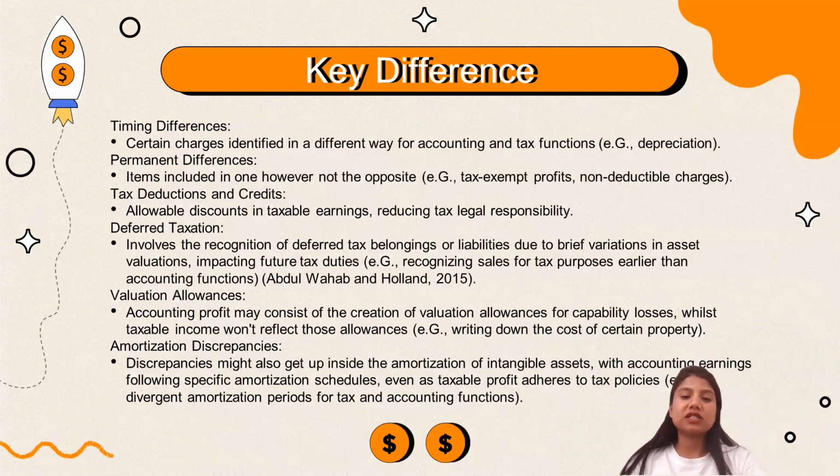Moving on, we have the key differences for timing differences, tax deduction and credit, deferred taxation, valuation allowances, amortization discrepancies. Understanding timing differences, permanent disparities, and tax deduction is crucial in managing accounting and taxable income discrepancies. Addressing deferred taxation and the valuation allowances ensures a comprehensive financial outlook. Additionally, navigating amortization discrepancies arising from varying schedules is vital for aligning accounting and tax practices, fostering accuracy, compliance, and effective financial planning.